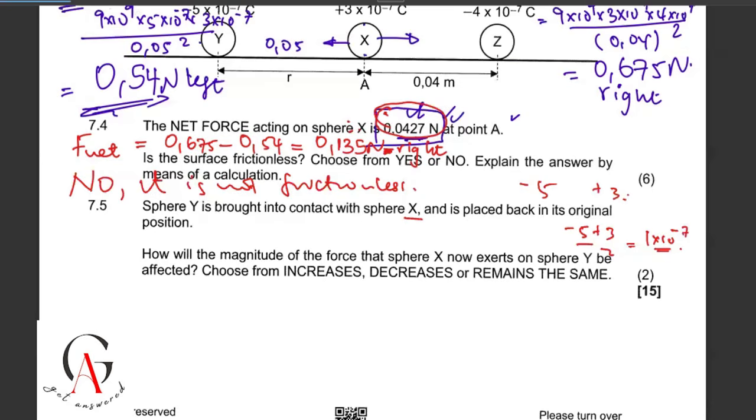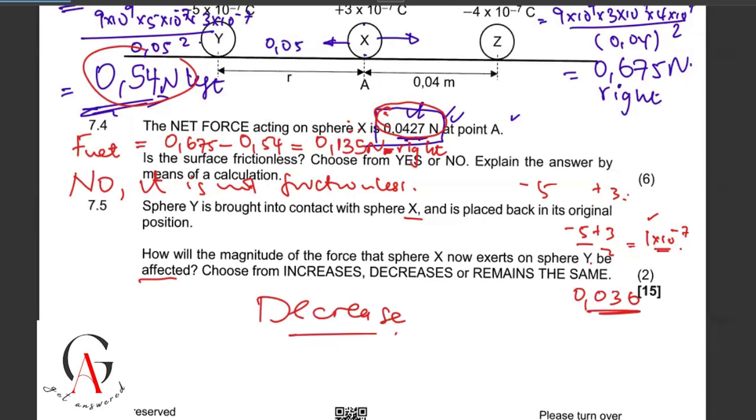Now, how will the magnitude of the force that X exerts on Y be affected? What we can see is that if we have 1 as our resultant and punch that into the calculator, it's going to be 9 times 1 times 1 times 10 to the -5 divided by 0.05 squared. That gives me 0.036. Yet we had 0.54, meaning that this is going to decrease.